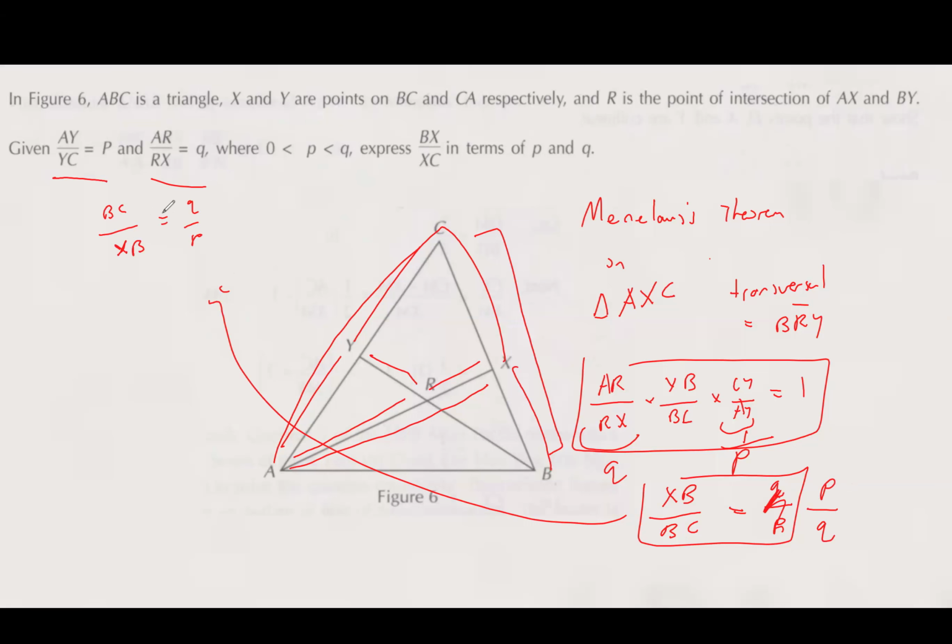Now, what is BC equal to? BC is equal to CX plus XB, right? So rewrite this as BX plus XC over BX. Now, what are we actually trying to find? We're actually trying to find BX over XC, right? So what follows is that we can cancel this. We can rewrite this as 1 plus XC over BX equal to Q over P, right?